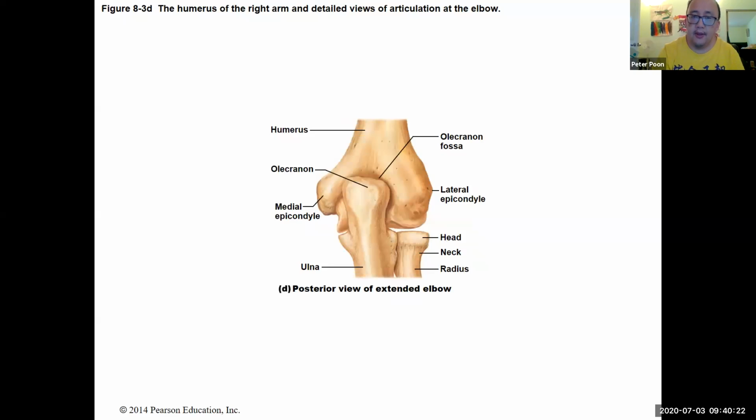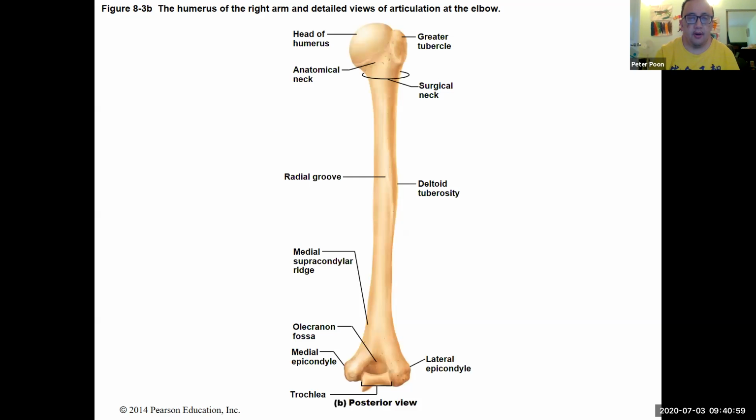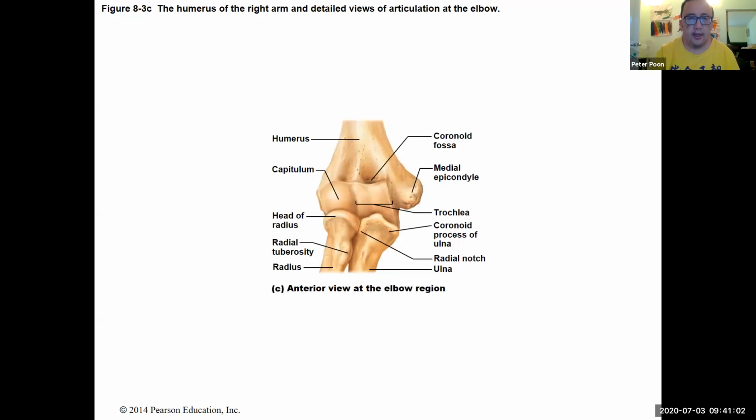Now you see on the other side, your olecranon is right here, and your olecranon fits into the olecranon fossa. When your arm is fully extended, your olecranon fits into the olecranon fossa. When your arm is fully flexed, the coronoid process fits into the coronoid fossa. All right. Hopefully that makes sense.